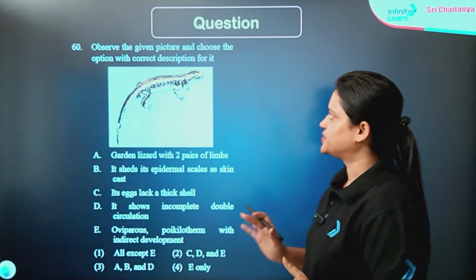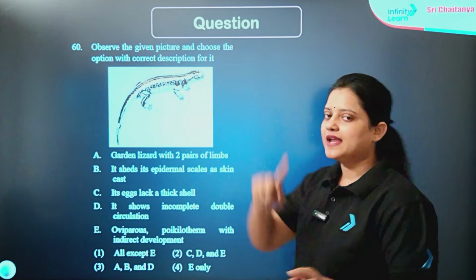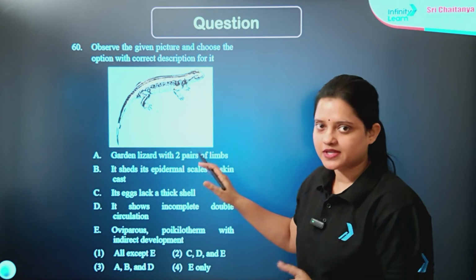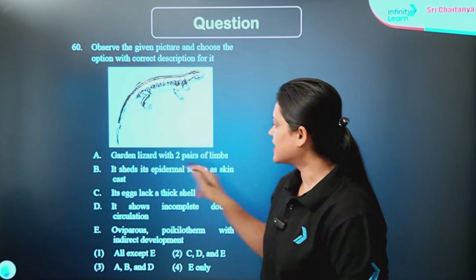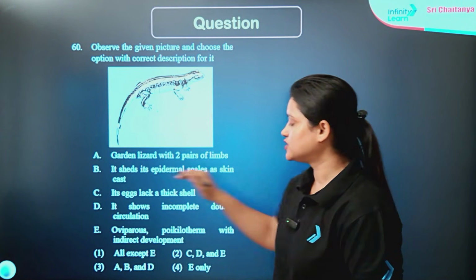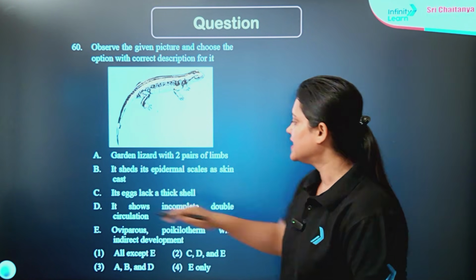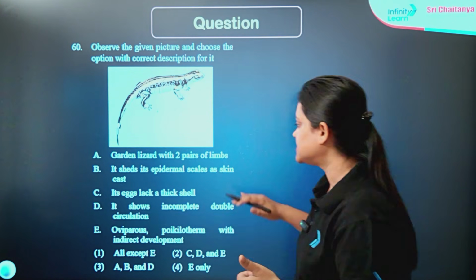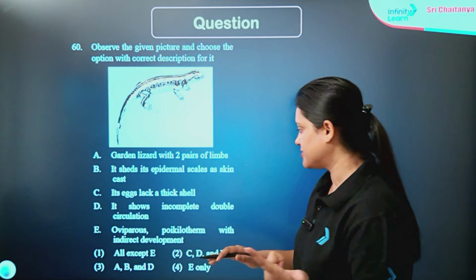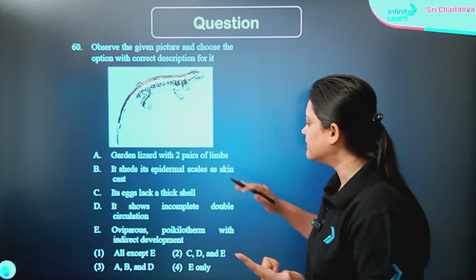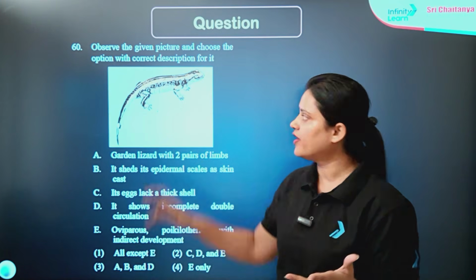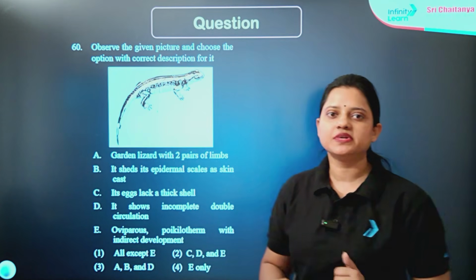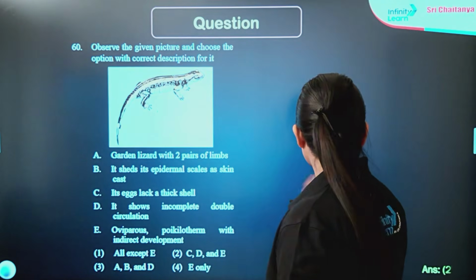Let's discuss this question. Observe the given picture. If you can observe this picture, you will understand that this is not a reptile, right? It is an amphibian. So it is salamandra, right? So it's not garden lizard. This is wrong. Since it is not reptile, it is not shedding the epidermal scale. Its egg lack a thick shell. That is true for amphibians. It show incomplete double circulation. That's also true because they have 3-chambered heart. Oviparous, poikilotherm with indirect development. This is also true for salamandra, right? So it is C, D, E which will be correct. So correct answer should be 2.